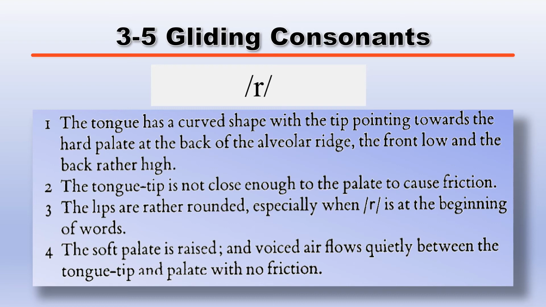Number three, the lips are rather rounded. Sorry, we say this point. Number four, the soft palate is raised, of course, and voiced air, so it is voiced. Voiced air flows, يهب. هواء جهوري يهب quietly, بهدوء, between the tongue tip and the palate without friction, with no friction.